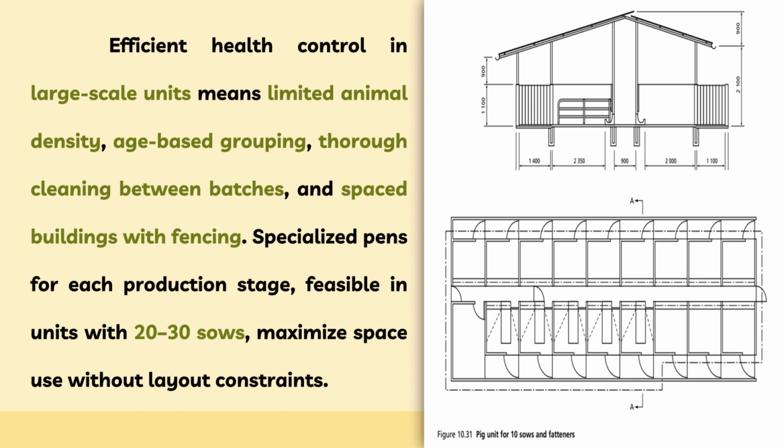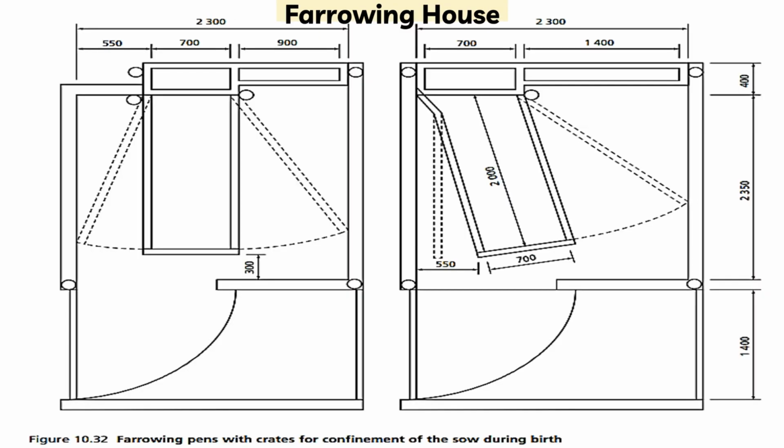Efficient health control in large-scale units means limited animal density, age-based grouping, thorough cleaning between batches, and spaced buildings with fencing. Specialized pens for each production stage, feasible in units with 20-30 sows, maximize space use without layout constraints. The farrowing pen in Figure 10.32 confines the sow in a crate during farrowing. After 5 to 10 days, the crate is removed.